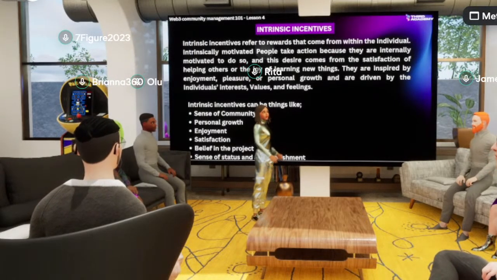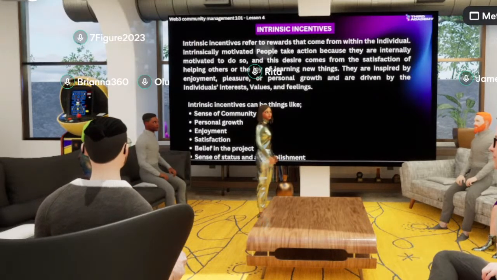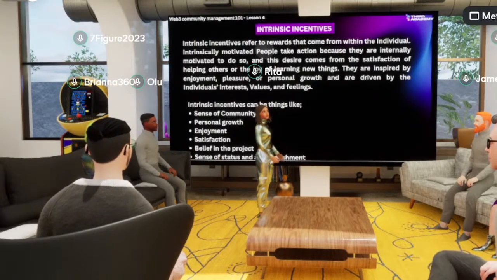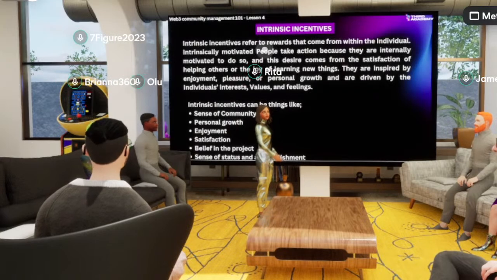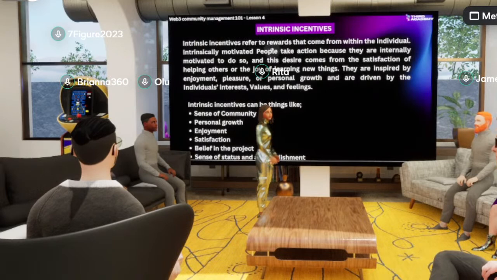It can be things like a sense of community, feeling a part of a group. You can participate in a community because you feel a part of that group of like-minded people working towards a common goal. The next is personal growth.